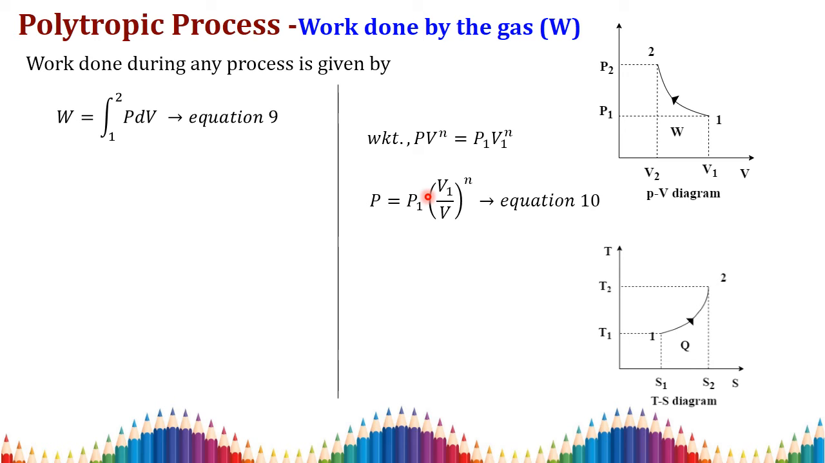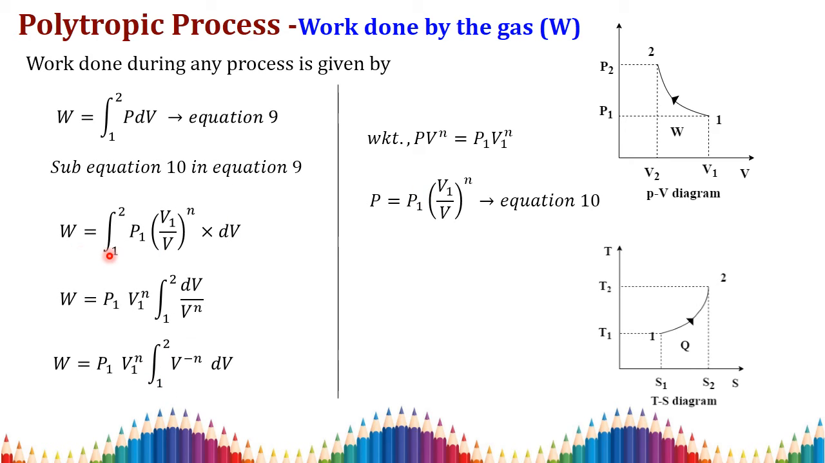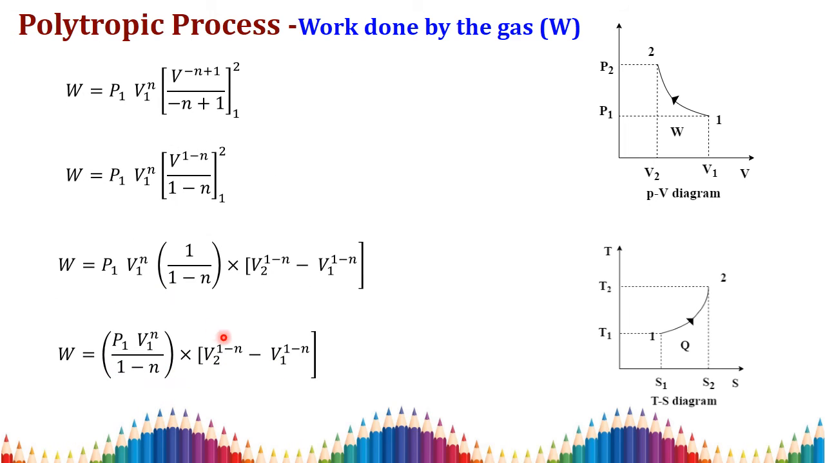Then the equation becomes work done is equal to integral of 1 to 2 of P1 into (V1 by V) whole to the power of n into dV. In this, P1 and V1^n are constant, so take them outside. Then integrate 1 by V^n. So before integrating I am writing it as V to the power of minus n. That is, integration of V to the power of minus n will be V to the power of minus n plus 1 divided by minus n plus 1. Then for my convenience I am writing this term simply as V to the power of 1 minus n divided by 1 minus n.